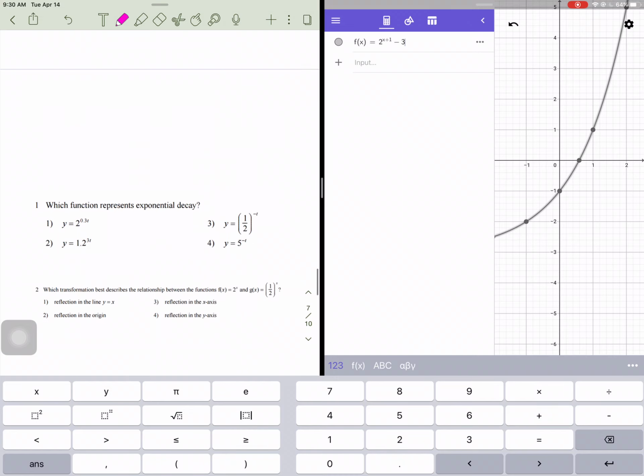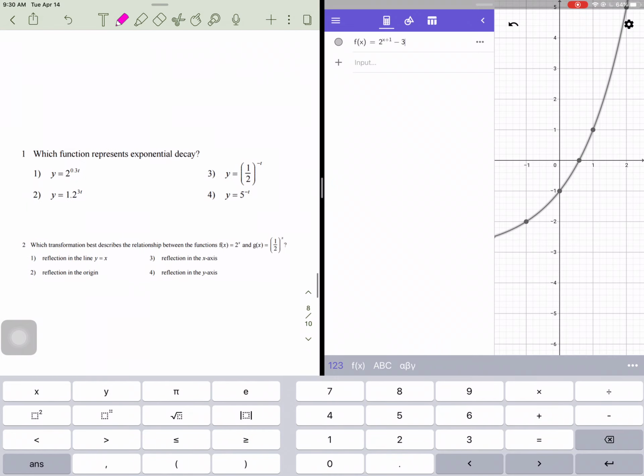All right. Let's skip ahead a little bit. Let's look at some multiple choice. Which function represents exponential decay? Now be careful here. This is a tricky question, and I remember this from the Regents in Algebra 2. Which function represents exponential decay?